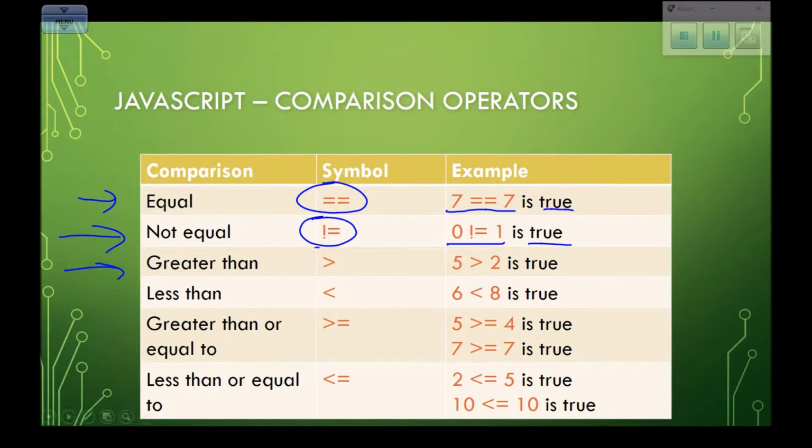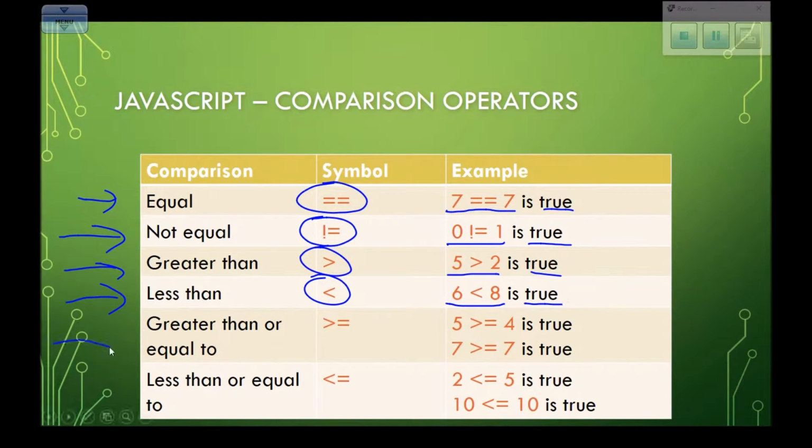Greater than, I use the greater than symbol, which is really handy. 5 is greater than 2 is true, because 5 is greater than 2. Similarly for less than, I use the less than symbol. 6 is less than 8 is true, because 6 is less than 8.